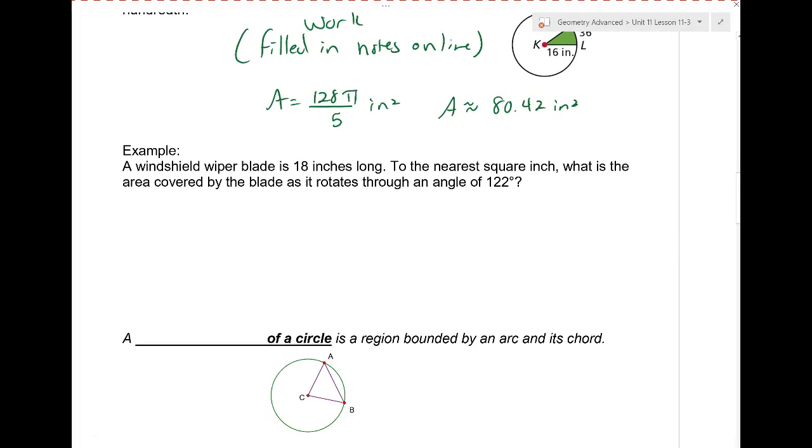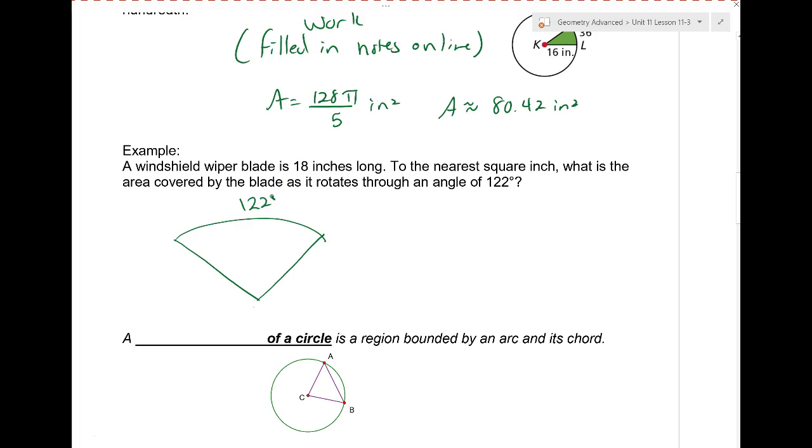The reason why I like this one, they're trying to give, actually debate with this problem, the people wrote, I got from the authors of the book. It says a windshield wiper blade is 18 inches long. To the nearest inch, what is the area covered by the blade as it rotates through an angle of 120 degrees? So like on your windshield, you have your blade, and it would literally go back and forth 120 degrees is basically what they're saying.